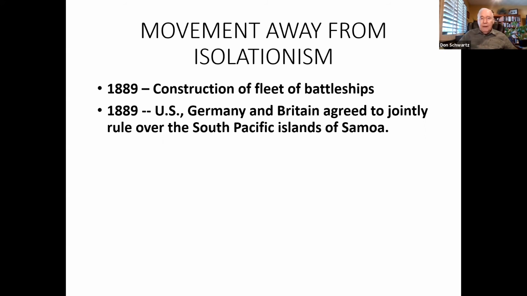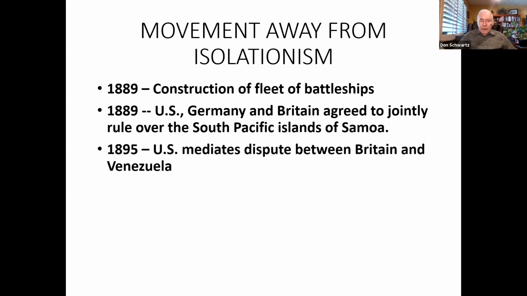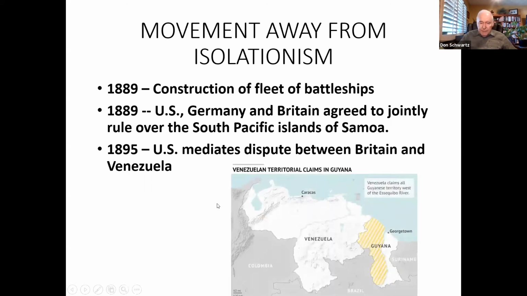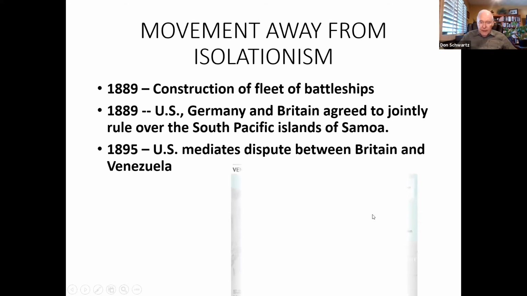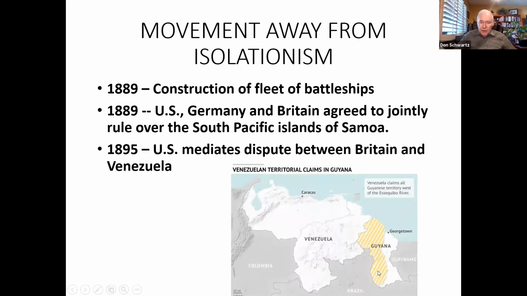And in 1895, a dispute erupted between Britain and Venezuela over the boundary between Venezuela and British Guyana. The United States regarded Britain's involvement as a violation of the Monroe Doctrine, and so the United States stepped in to mediate this dispute between Britain and Venezuela. And you can see on this map, this is Venezuela, and this is British-controlled Guyana. And this territory in the shaded area was claimed by both Venezuela and by Britain.